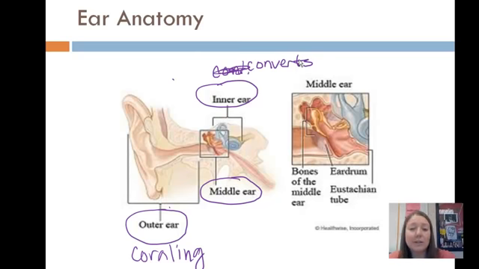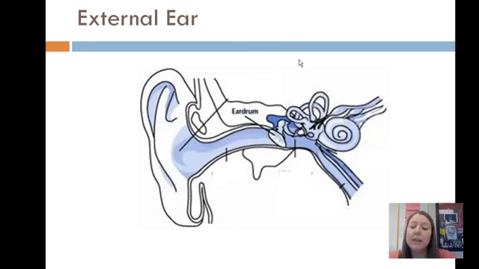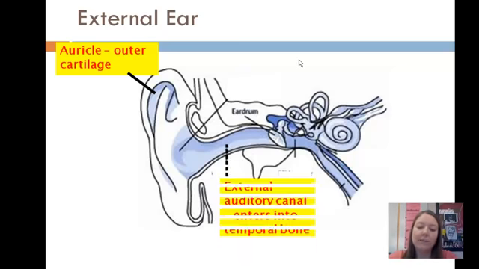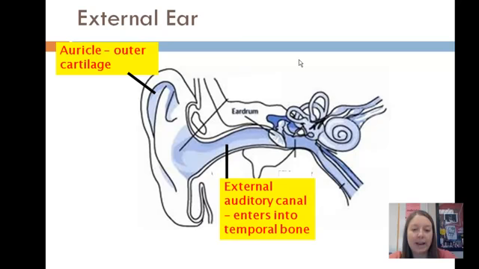So let's take a closer look at the outer ear. Here I have a few anatomical features that need to be identified. The first is the auricle. It's the outer soft cartilage of the ear. And from there we get farther in, the ear canal, the external auditory canal, which actually enters in through a hole in your temporal bone. And then the last component of the external ear is the eardrum, also known as the tympanic membrane.